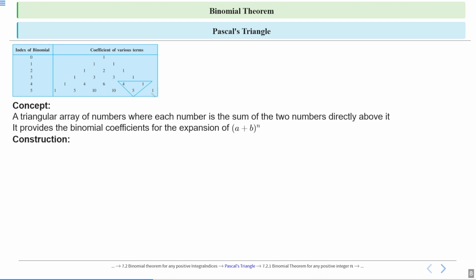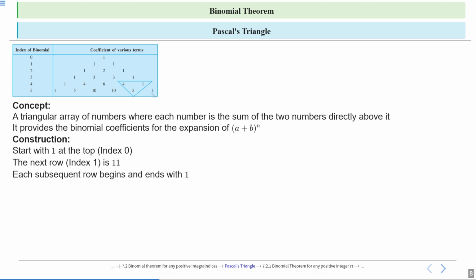Now we will look at the construction of this triangle. Start with 1 at the top for index 0. Okay, so here for index 0, the coefficient of the various terms is 1. There we will have only one term and the coefficient of that term is 1. And for the next row, for index 1, we have two terms. So the coefficients of these two terms will be 1 and 1. So in the second row, we have 1, 1.